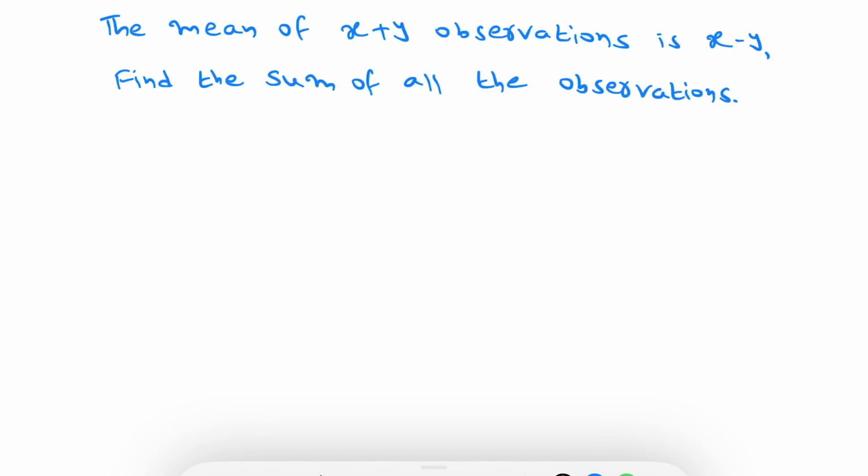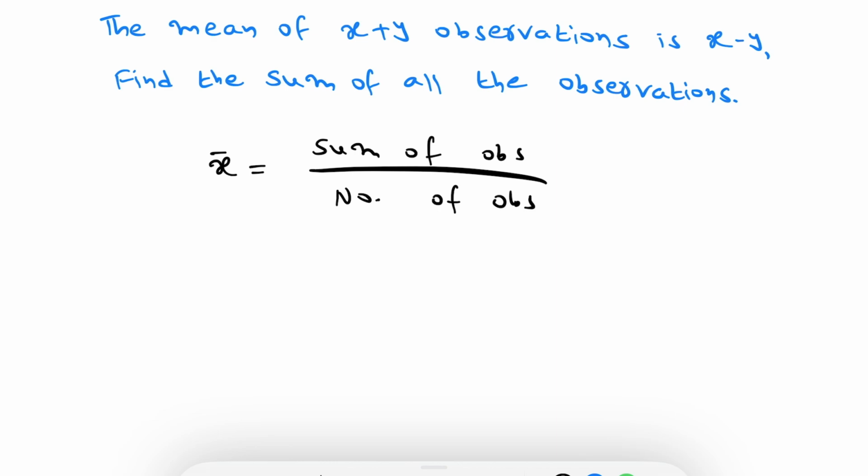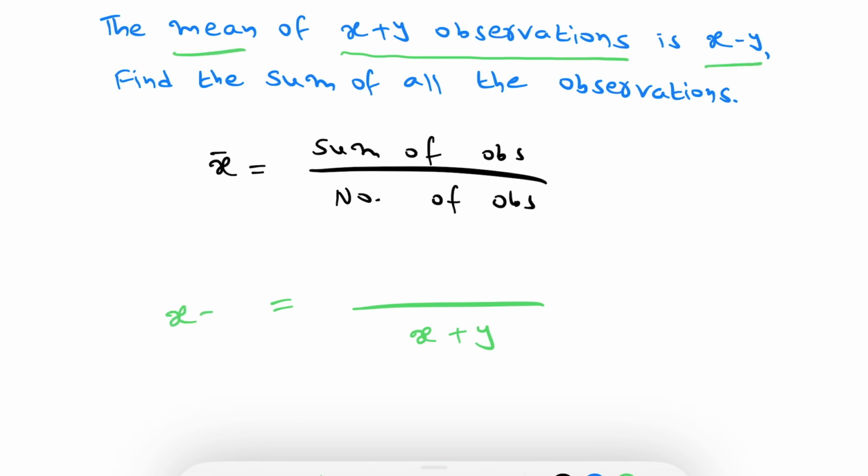Mean of x plus y observations is x minus y. Find the sum of all observations. We know the mean formula, x bar equals sum of observations divided by number of observations. So in this question he said very clearly the mean of x plus y observations. So it means the number of observations is x plus y, and mean is given as x minus y. So in the place of mean, writing x minus y.